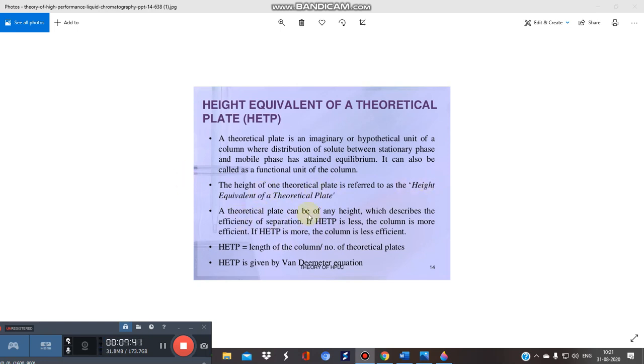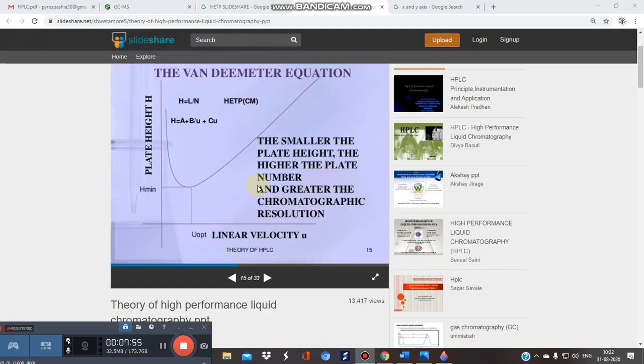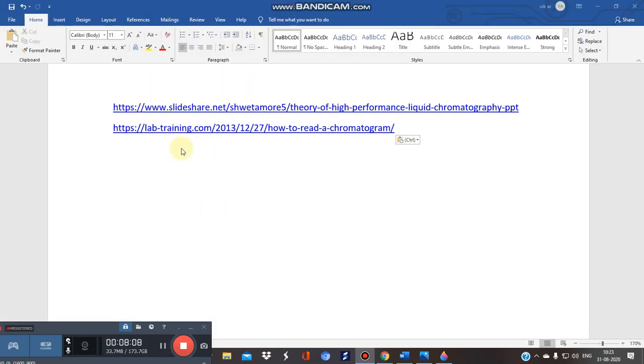Suppose HETP is less, what does it mean? It means the column is more efficient, and if HETP is more, the column is less efficient, and it is given by the Van Deemter equation. Just see again, the smaller the plate height, the higher the number of plates and the greater the chromatographic resolution. So I hope now you have a brief idea about the chromatogram of the HPLC.